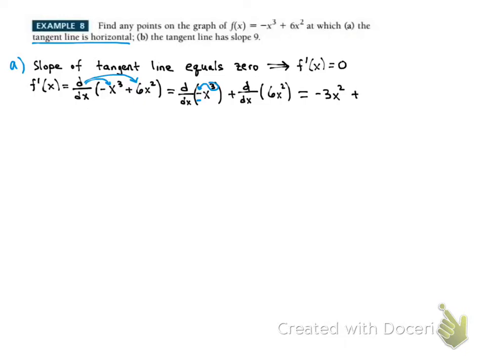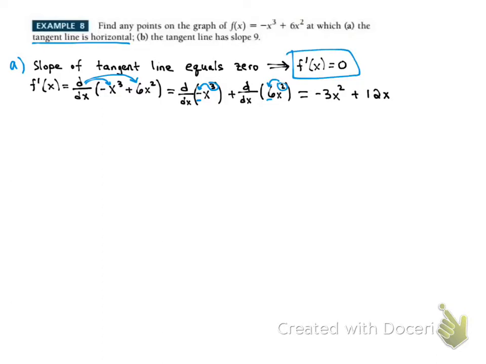Okay, now we have plus the derivative of this one. Well, this one has a constant of 6, so that's going to be out front. And then we have x to the second power, so the 2 gets moved down as a coefficient. Multiply it by the 6, so 2 times 6 is 12. And then we have x to the 2 minus 1 power, so we have x to the first power. Okay, so this is our f prime. This is our derivative function.